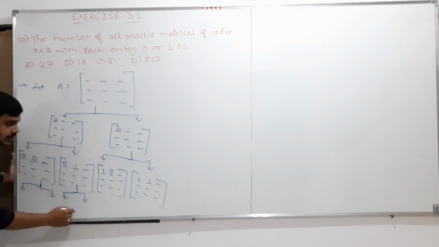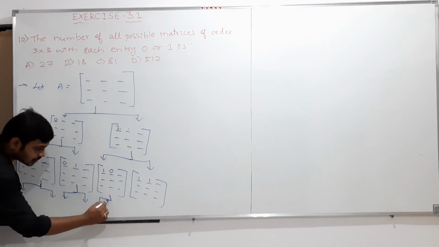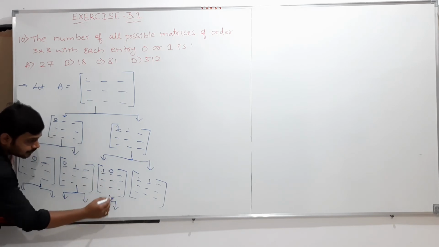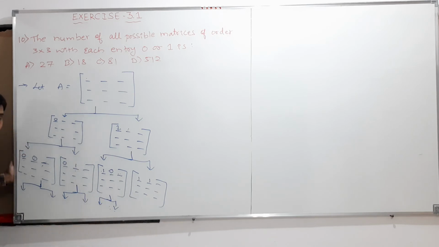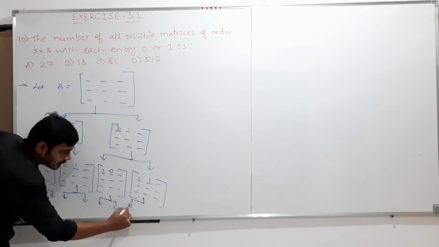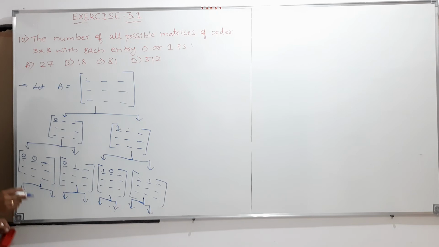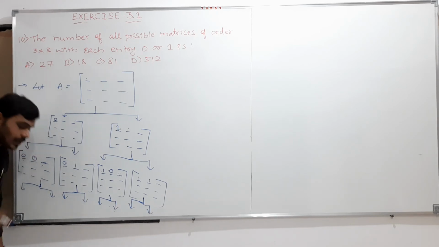And here also I will get 2 conditions, that is 1 0 0 and next 1 0 1. So for this also I will get 2 conditions. Similarly here also I will get 2 conditions. So like this I am going to discuss.